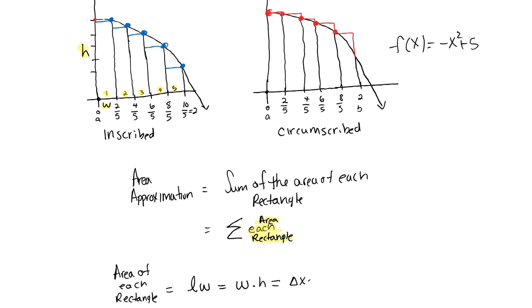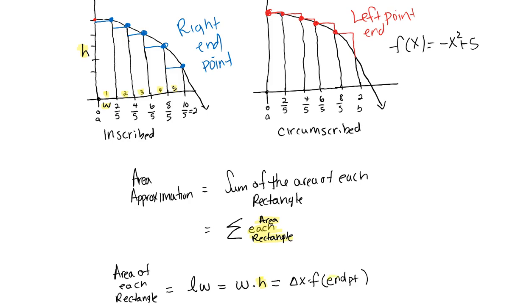And I also want you to notice that in the inscribed, we used the right endpoints, and in the circumscribed, we used the left endpoints. And we used those right and left endpoints to define the height of the rectangle. So the height part of our formula is going to be f, and we're going to plug in one of our endpoints. And it really depends on what your picture looks like, of whether you're going to use right endpoints or left endpoints. We're getting a little bit closer to having a formula for the area of each rectangle.